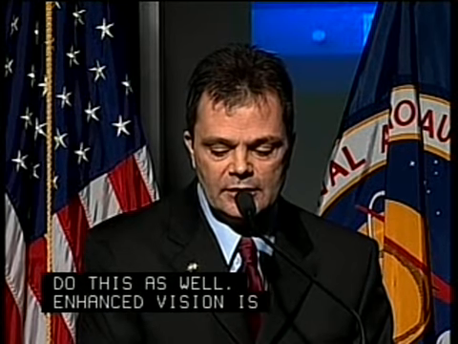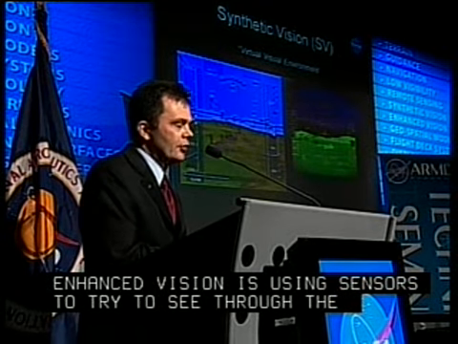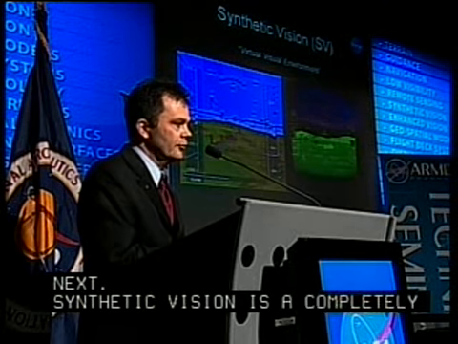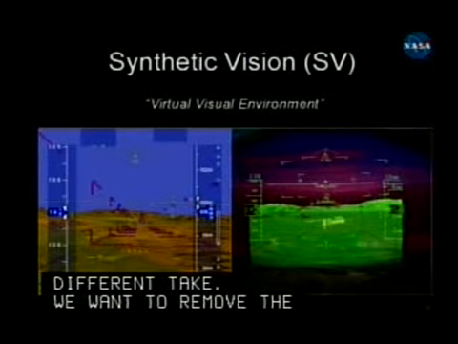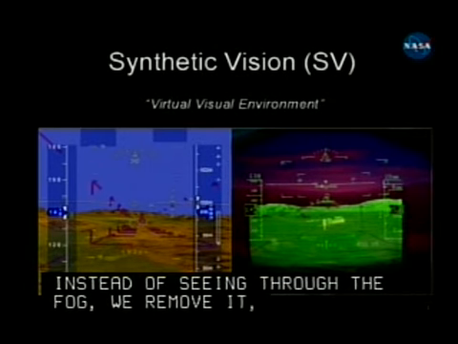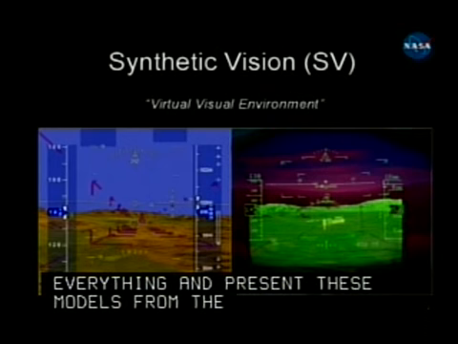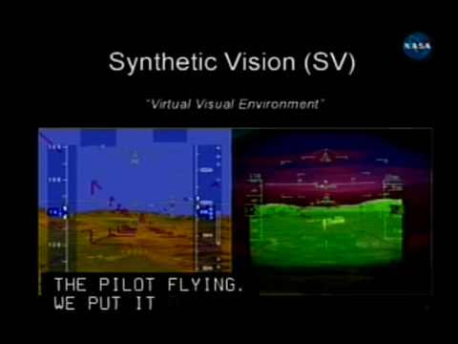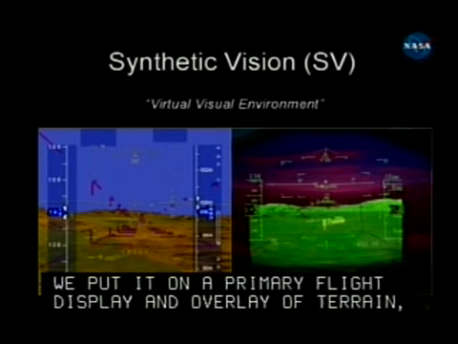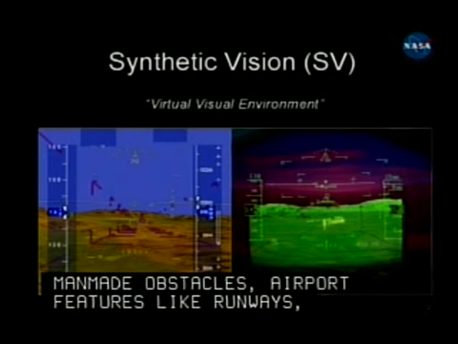Next shot. Synthetic vision is a completely different take on this. What we want to do is remove the obscuration. Instead of seeing through the fog, we just basically remove it. We model everything, and we present these models from the perspective of the pilot flying. So in this case, we've put it on a primary flight display with the attitude information overlaid on things like terrain, man-made obstacles, airport features like runways, etc. Again, it's a complementary idea with a different set of issues that you have to think about. Next chart.